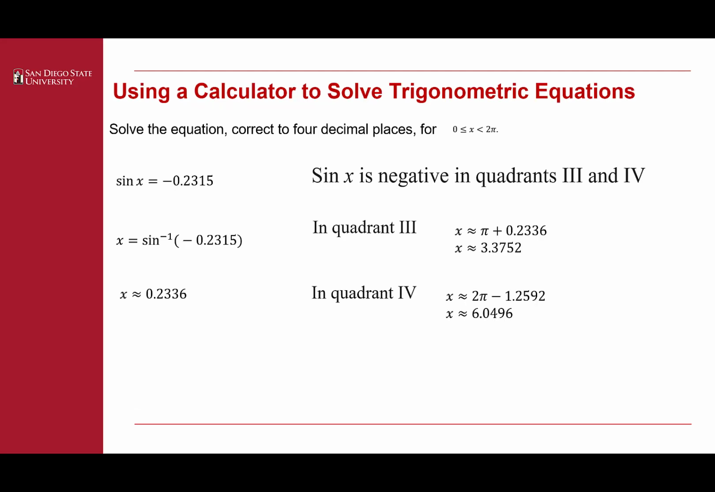Here we have a similar example where sinus x is given as minus 0.32315, and the interval is given as x, the angle, between 0 and 2 pi. So since sinus x is given as negative, we should consider the unit circle and find out that sinus x is negative in quadrants 3 and 4 only, not 1 and 2. So if we continue solving, we will get x equals to arcsinus minus 0.2315.